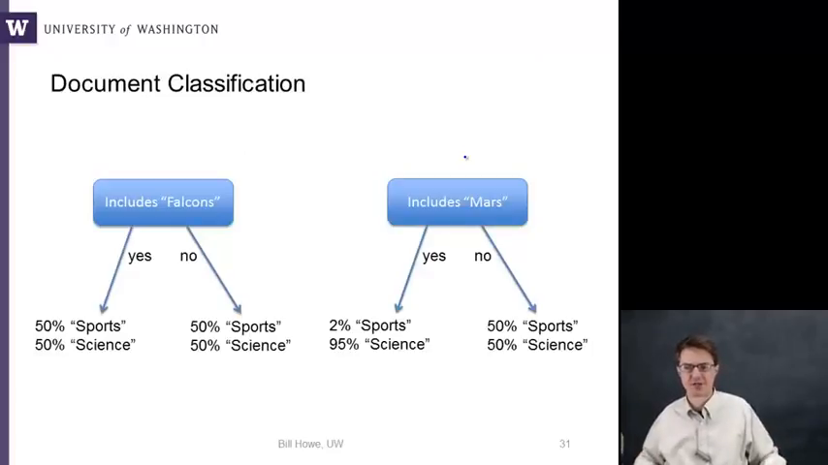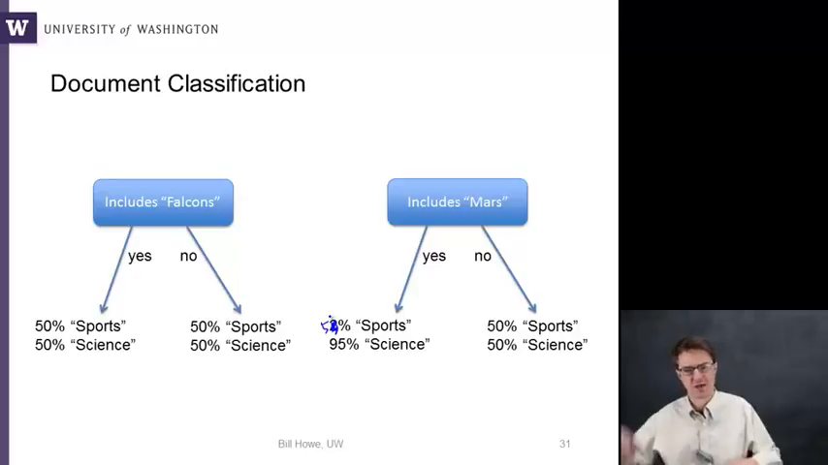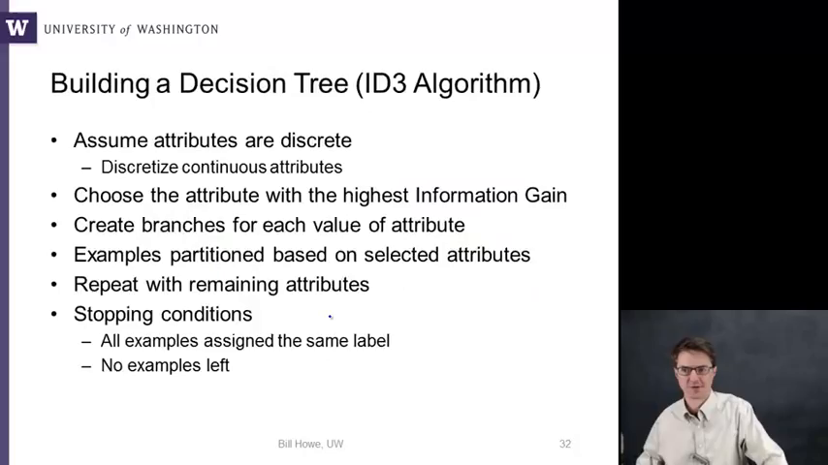Which of these two has the higher information gain, right? If you include the word Falcons, well, Falcons might appear in some science articles and they also appear in some sports articles. So let's say that down the tree about half are sports and about half are science on both branches. But if it includes the word Mars, it's not too likely to be about sports, so only about 2% of the articles that include the word Mars will be about sports, while 95% will be about science. Let's make sure that adds up to 100. Fine. So which one of these has the higher information gain? Well, it includes Mars, and so that one would be chosen first.